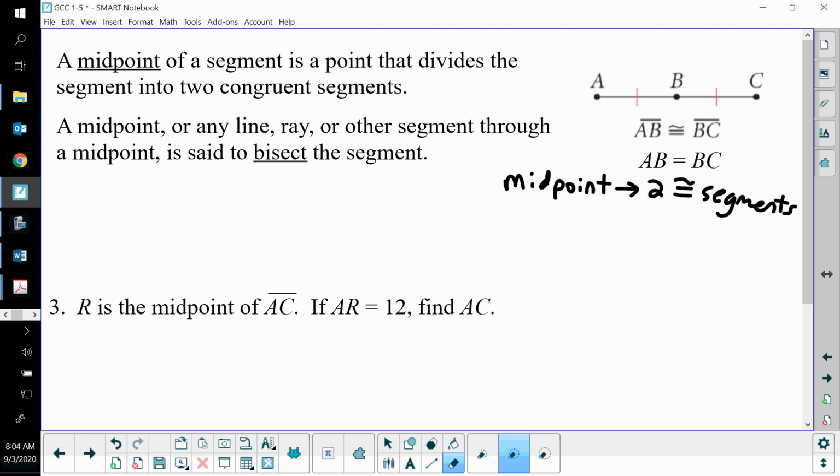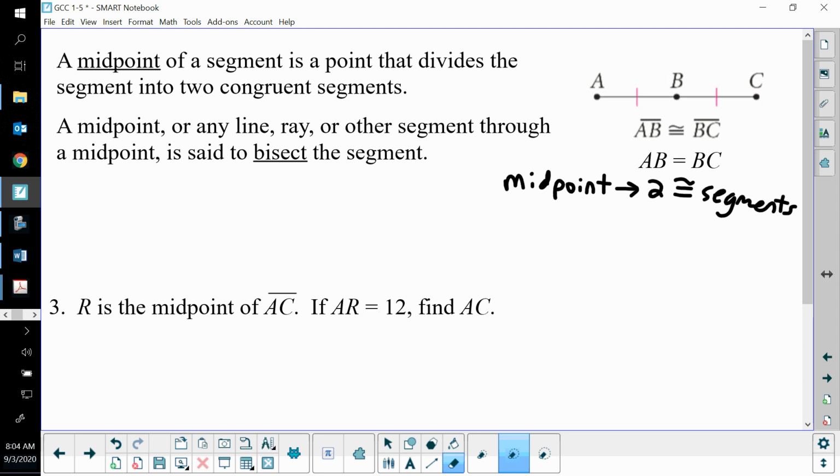Now, if a line or a ray passes through the midpoint, we say that it bisects the segment. So if we had the same picture of ABC, and we had a line like that going through, we would say that line bisects ABC. The line is slicing it in half.